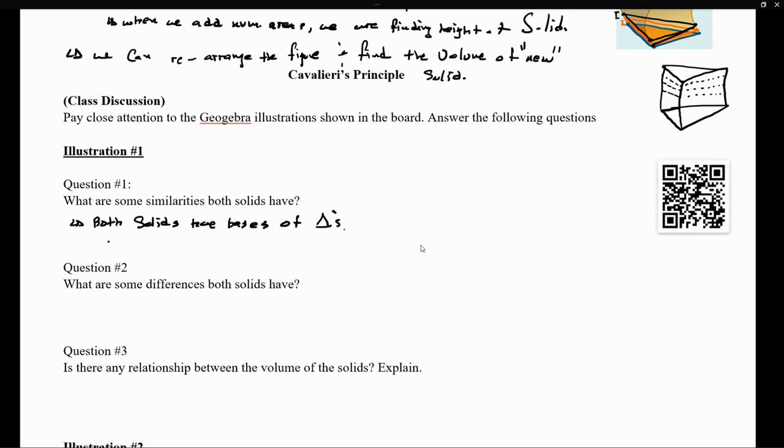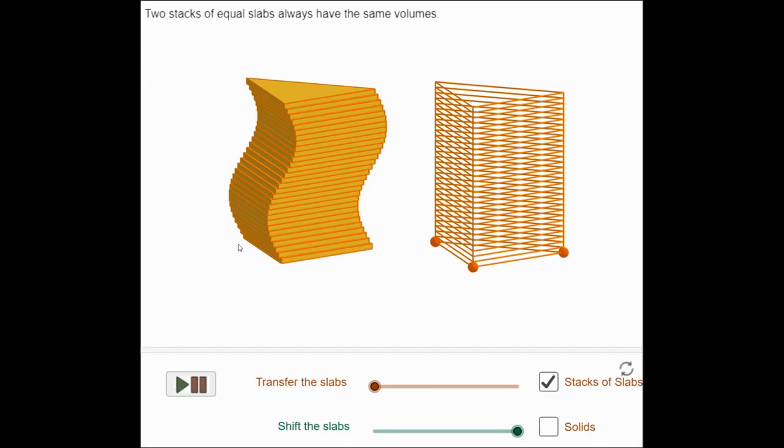And perhaps we can go a little bit further. Perhaps we can say that they have the same base area. But we don't know this yet. It seems to be the same triangle as a base on the left figure as on the right figure. So perhaps they do have the same base area, but we'll see that in a second.